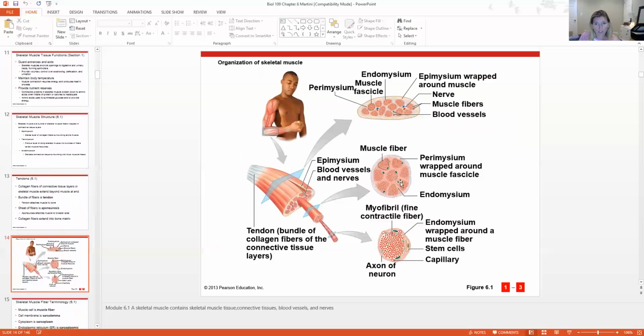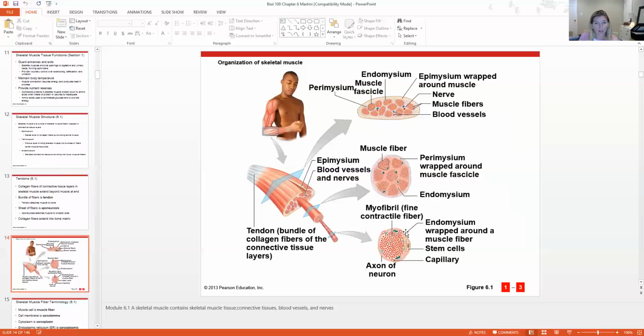Those fascicles have lots and lots of muscle fibers in them. This one has 1, 2, 3, 4, 5, 6, 7, 8 muscle fibers in this fascicle. That whole thing is surrounded by a perimysium, and each individual muscle fiber is surrounded by an endomysium.